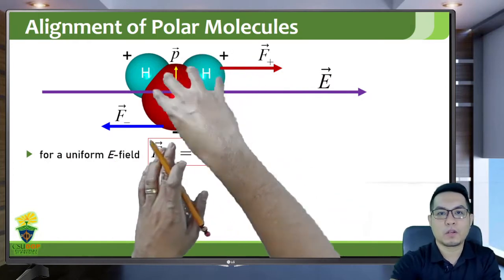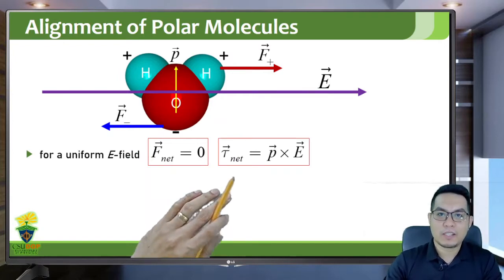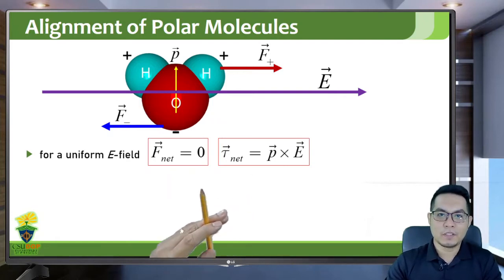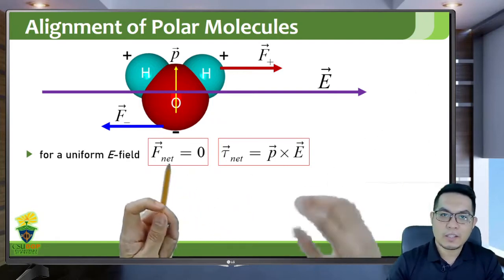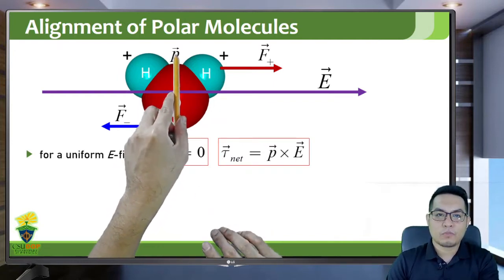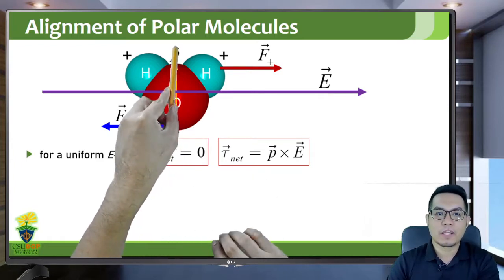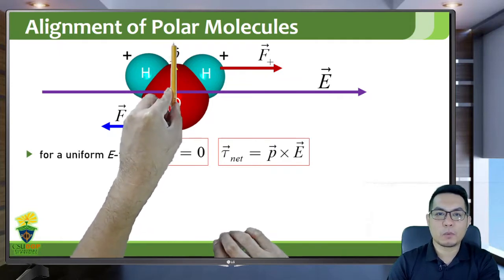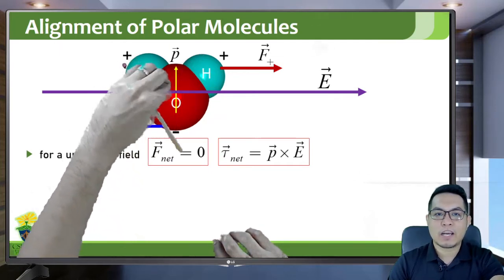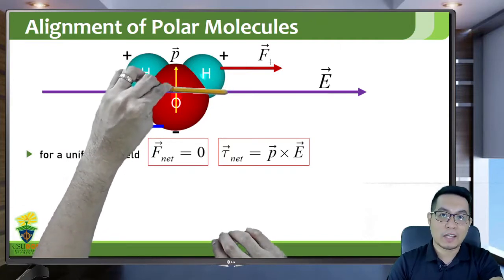So the molecule will rotate, and there will be a net torque, and the net torque in this case is just the dipole moment crossed with the electric field. So the effect of an external field on a dipole is acting a force and rotating the dipole, so the molecule will rotate until, in equilibrium, the dipole moment of the molecule aligns with the electric field.